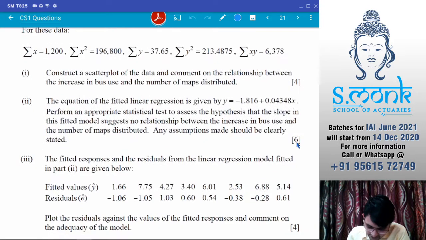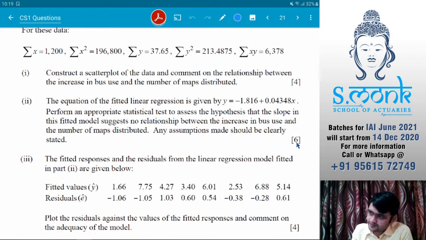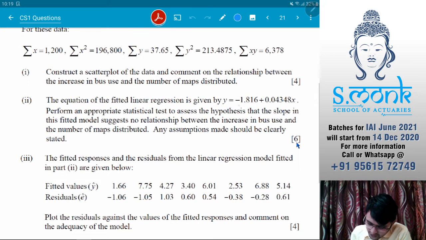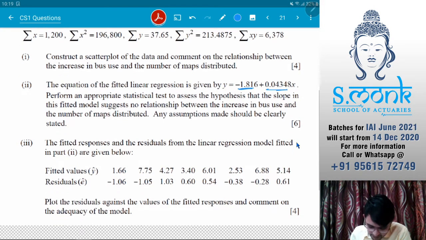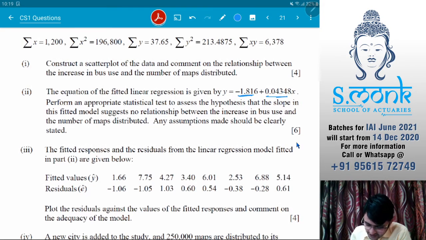And they are saying the equation of the fitted linear regression is given by this. You know how to find it if they do not give you. This is our alpha, this is our beta. Formulas are given to us. Perform an appropriate statistical test to assess the hypothesis that the slope in the fitted model suggests no relationship.